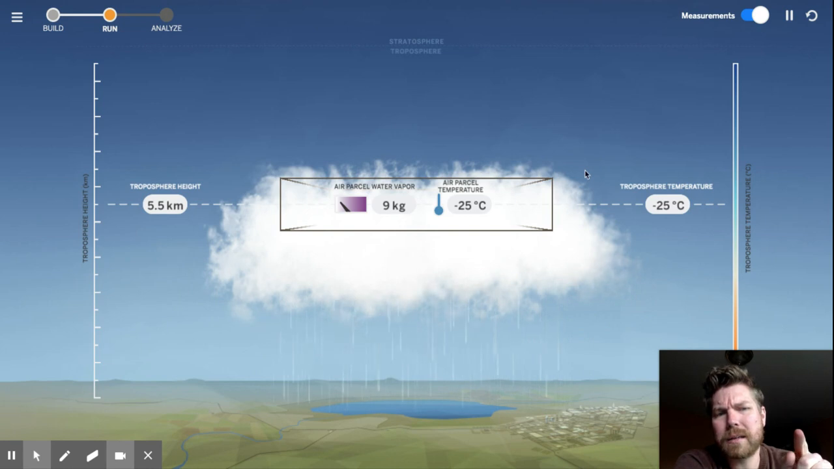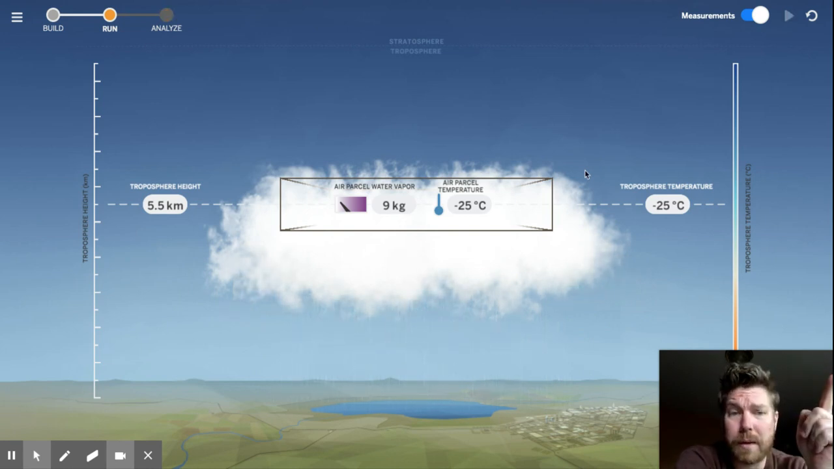Now, why is that? I remember, because the higher you go in the atmosphere, the colder it gets, the higher you go in the troposphere anyway. And we can remember that by just thinking of, well, what's at the top of a mountain? Snow. What's not at the top of a mountain? Snow. Oh, okay, yeah, because it's colder up there.